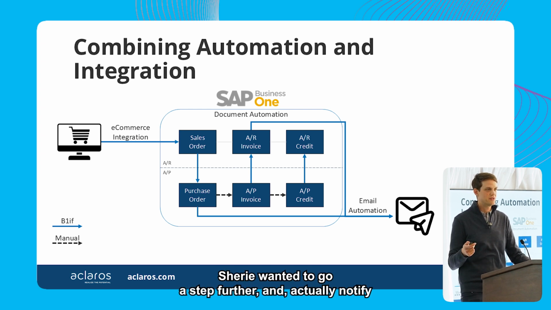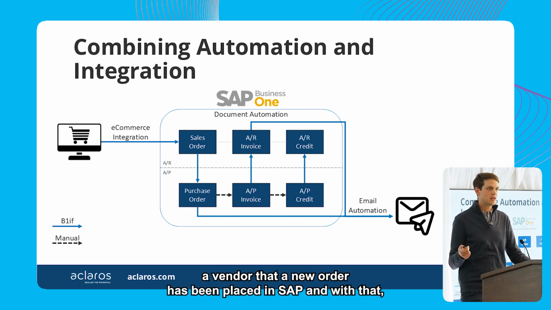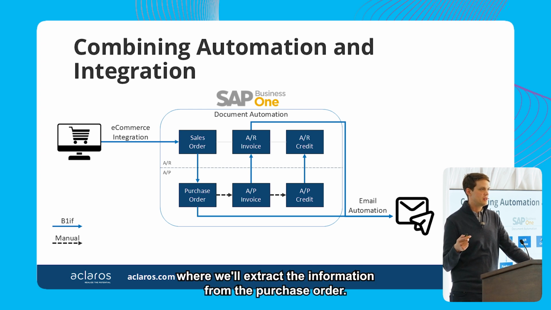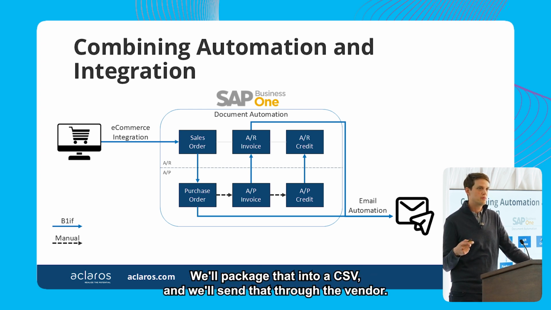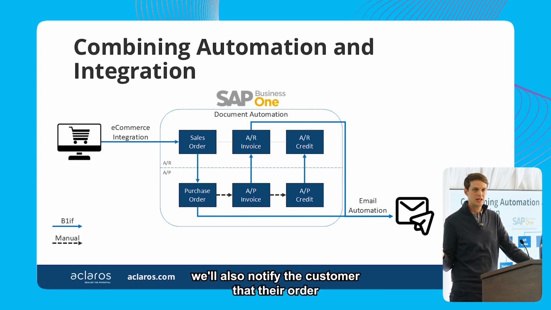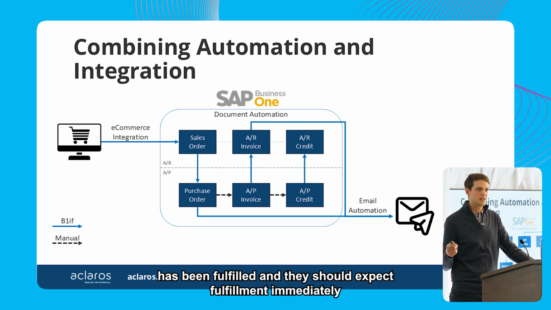Sherry wanted to go a step further and actually notify a vendor that a new order has been placed in SAP. And with that, we've also created an email automation portion where we'll extract the information from the purchase order, package that into a CSV, and send that through to the vendor. At the same time, once the AR invoice has been created in SAP, we'll also notify the customer that their order has been fulfilled and they should expect fulfillment imminently.